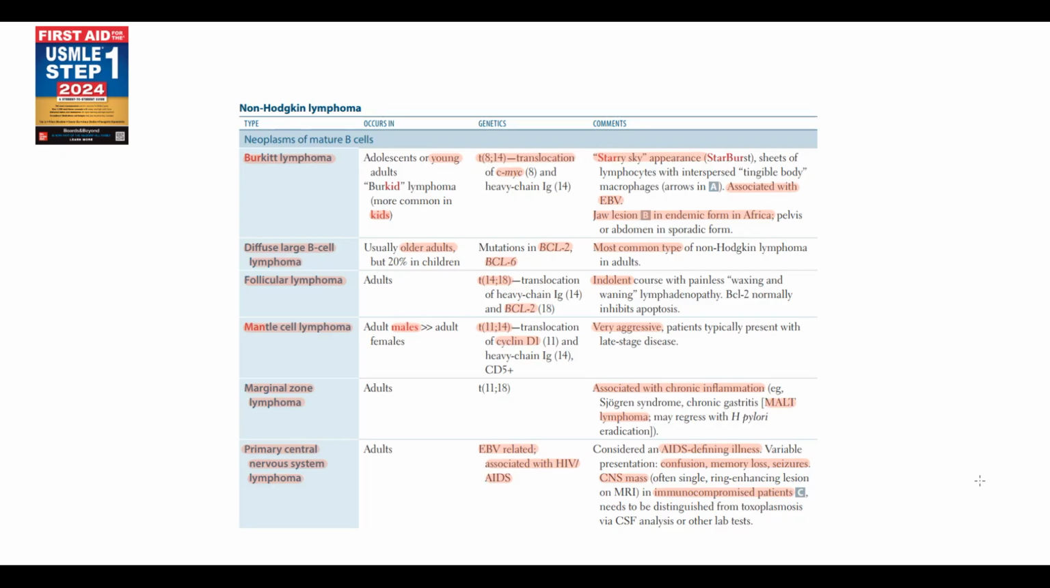So here we have a list of non-Hodgkin lymphomas, specifically the neoplasms of mature B cells, because these are the ones that show up repeatedly on examinations. Each one has a signature translocation, a signature patient, and a signature buzzword that the exam loves to test. One of those lymphomas is follicular lymphoma, which is caused by a translocation between chromosome 14 and 18, which results in overexpression of the BCL2 gene.